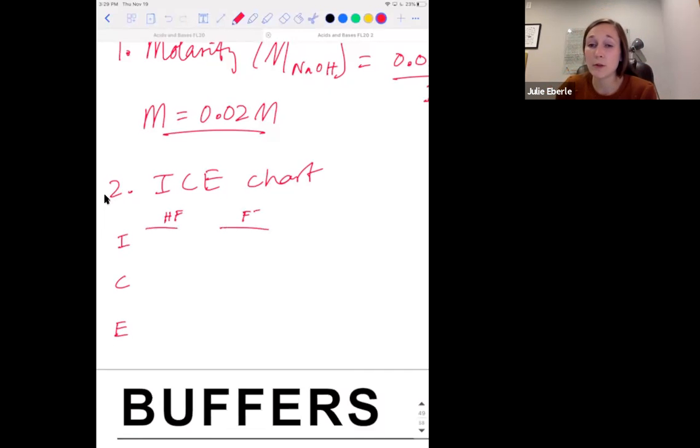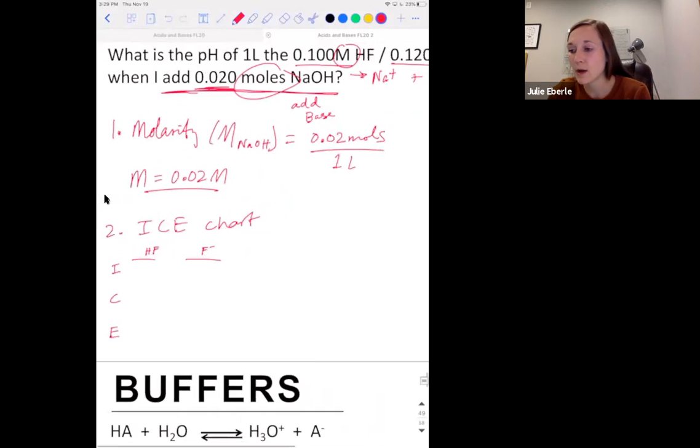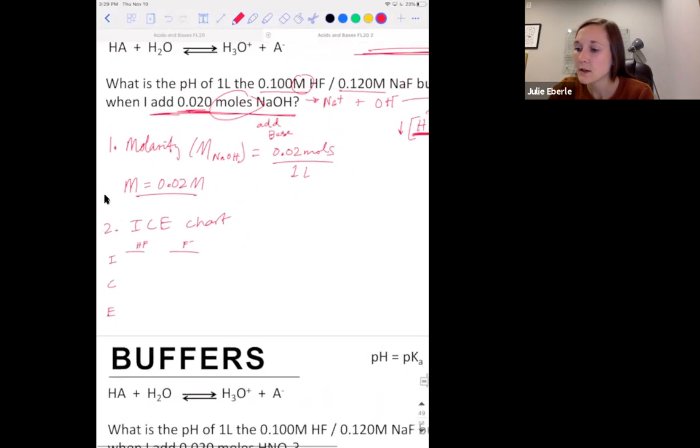So let's write down what were the initial concentrations. They're given in the problem. The initial concentrations are right here, 0.1 molar and 0.12 molar. I'm going to write those in, 0.1 molar, 0.12 molar.